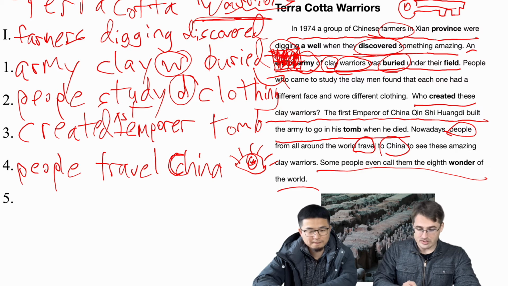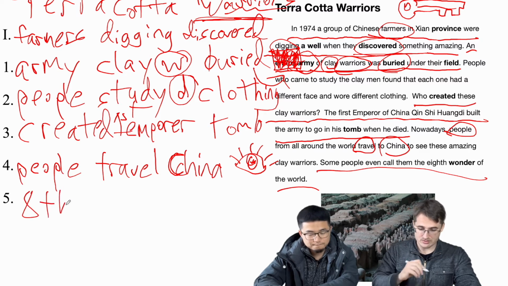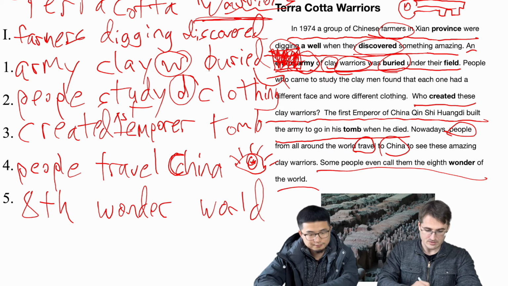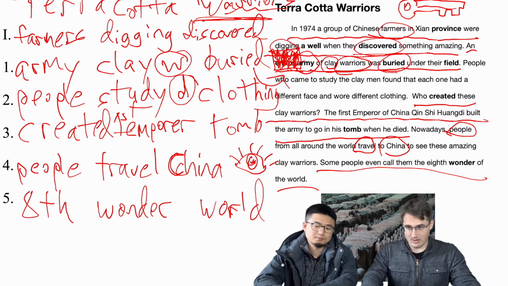Let's write our conclusion sentence. I will do it just to make it quick. Some people even call them the 8th wonder of the world. So I'm going to use a number, 8th wonder of the world. Okay, and that's enough. Now we have a keyword outline.